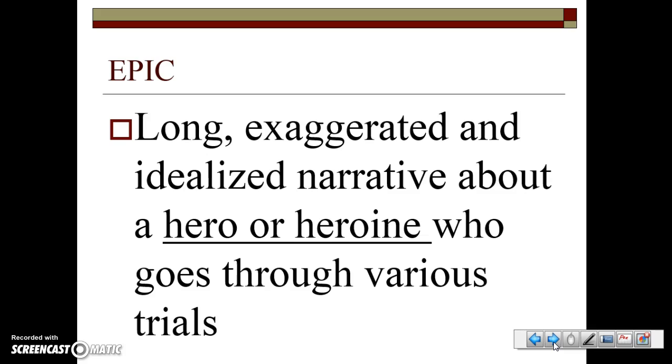The point of the story is going to be to make the hero look really good, really airbrushed and kind of flawless. Maybe there might be some flaws in there at some point, but they kind of look larger than life. So even though they're going through various trials, they kind of always come out on top.